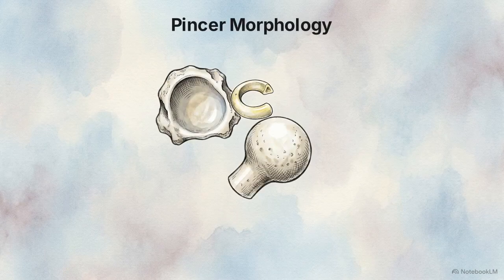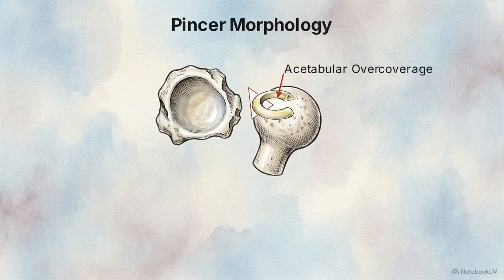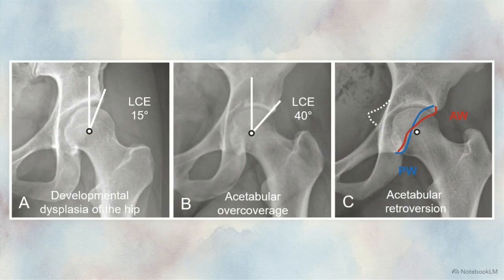The second pillar is pincer morphology. This is an acetabular overcoverage that compresses the labrum against the femoral neck, eventually crushing the tissue. Radiologists quantify this overcoverage using the lateral center edge angle. While a normal angle falls between 25 and 33 degrees, an angle of 40 degrees confirms severe acetabular overcoverage.